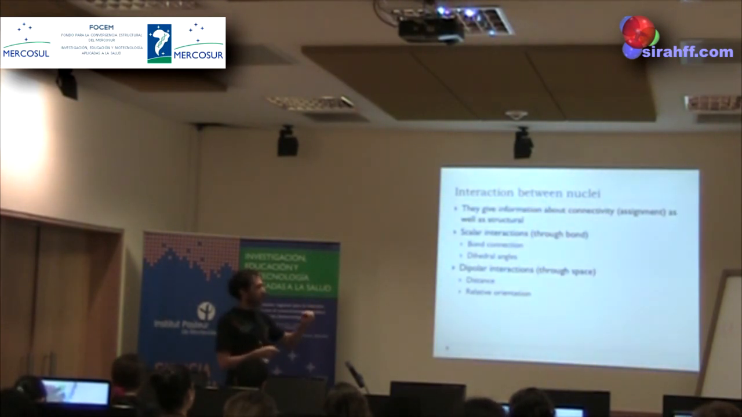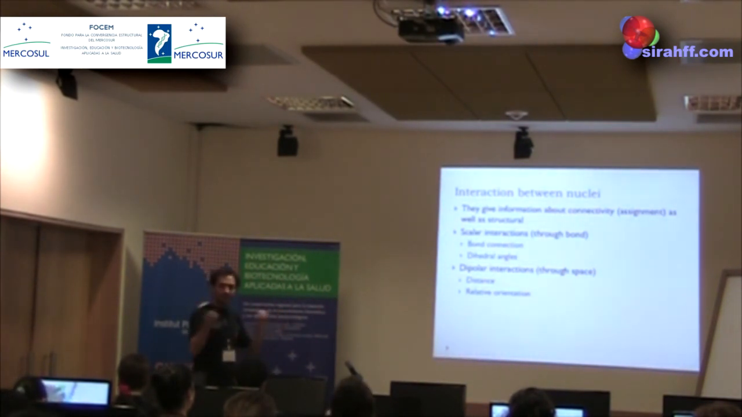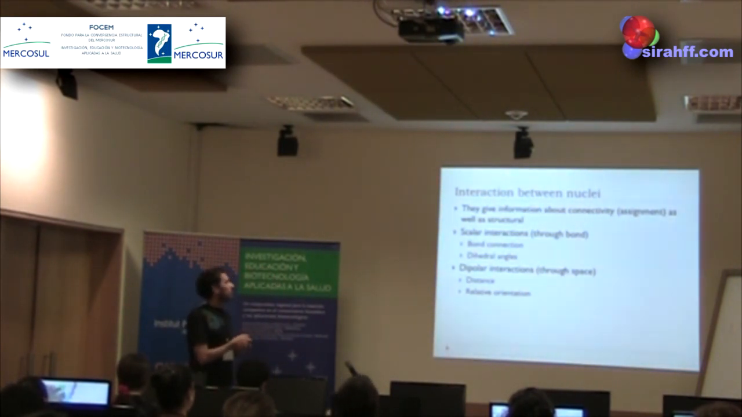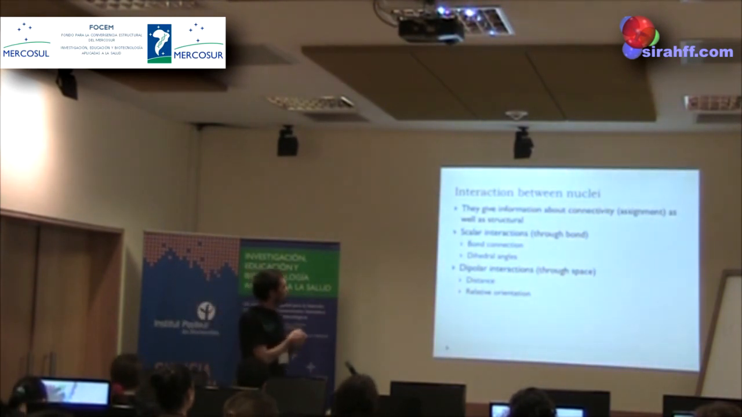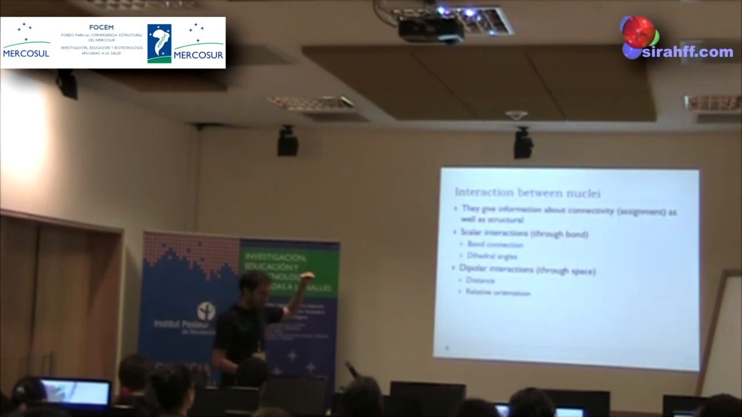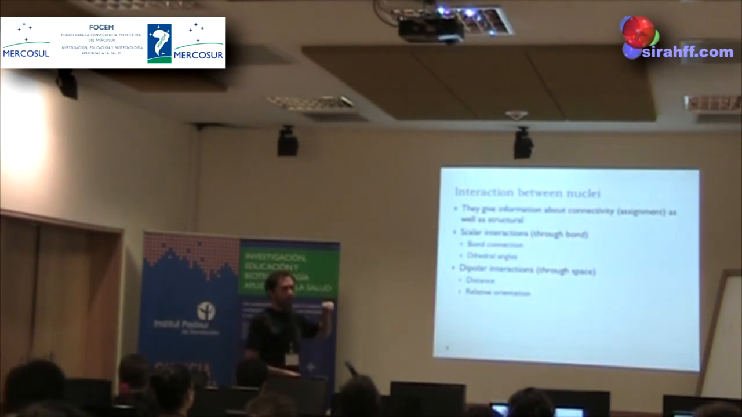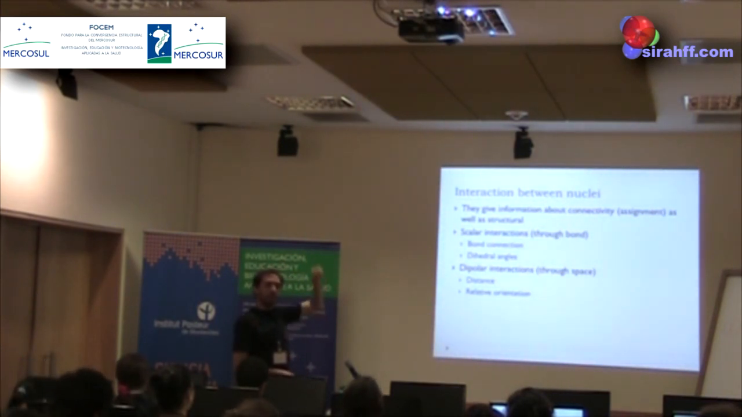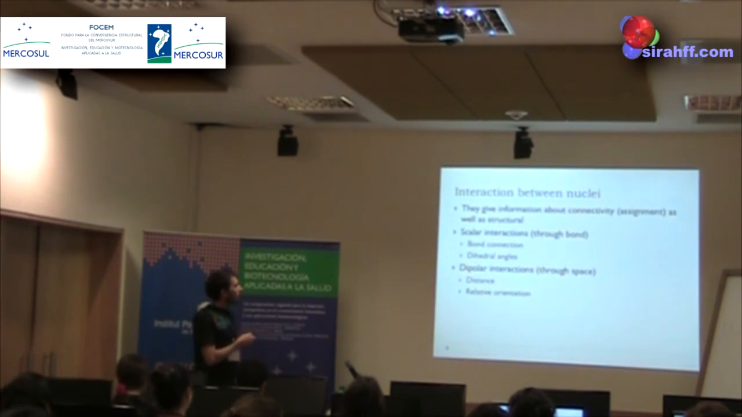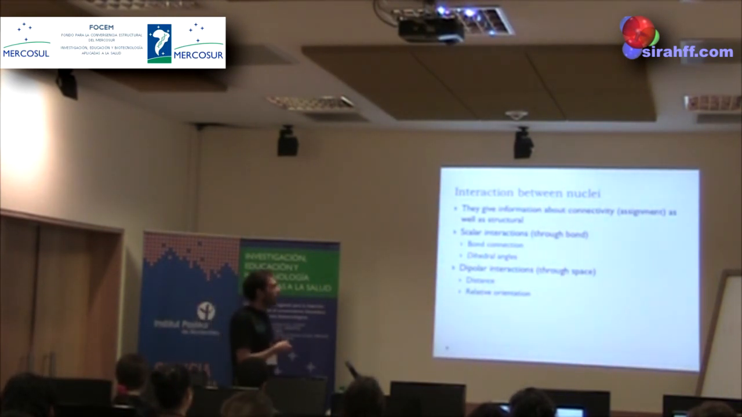Now, if we only had the chemical shift, we would not go very far. The good thing is that nuclei interact with each other, and this interaction gives information about connectivity, as well as structural information. We have in NMR two kinds of interactions, one which we call scalar interactions, which are through-bond interactions. That means that these interactions will depend on two nuclei being closer than a few bonds from one another. So, one bond, two bonds, three bonds. These kinds of interactions will give us information about bond connections.